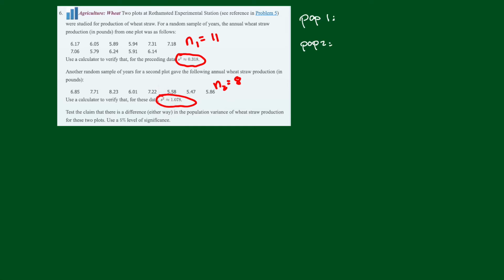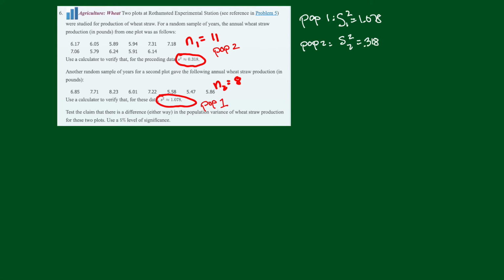So this would be population 1, and this is the smaller one, that'll be population 2. So population 1 will be this number here. That's going to be S sub 1 squared is 1.078, and no, I just got that totally backwards, didn't I? Population 1 is the bigger one. That's going to be S1 squared will be the 1.078, and population 2, S sub 2 squared, that'll be the 0.318.